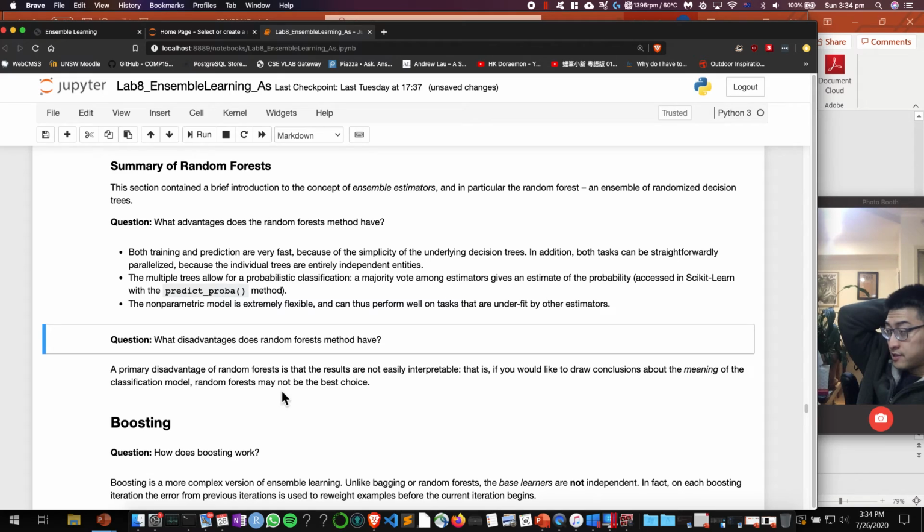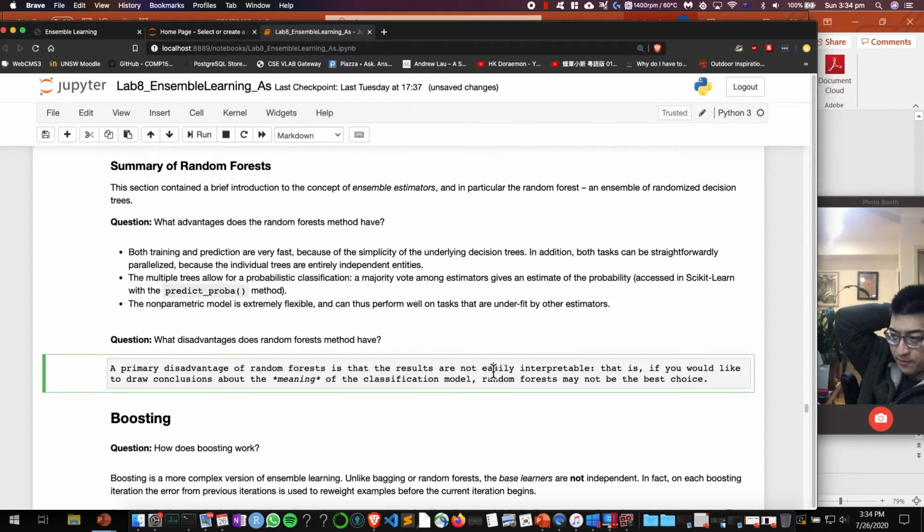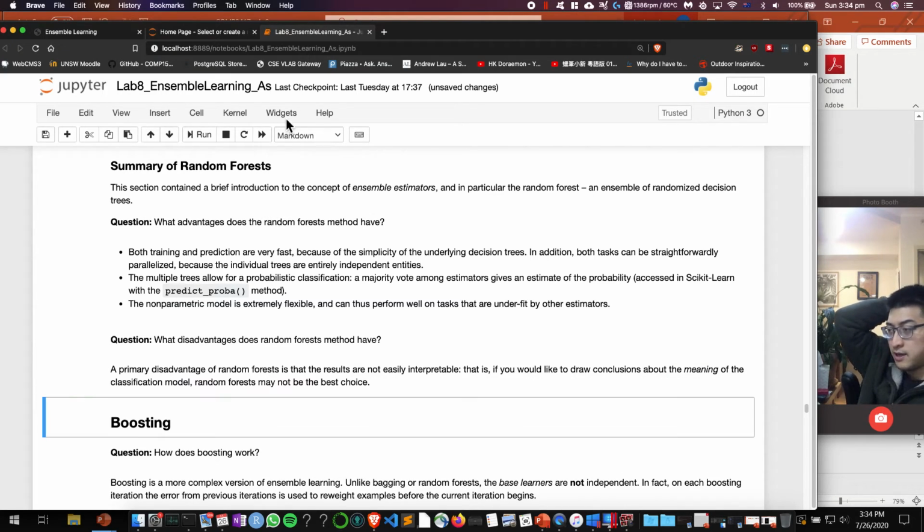Now, what disadvantages does the random forest method have? The main disadvantage is the lack of interpretability, but this kind of applies to a lot of methods in machine learning, like neural networks, GBMs, etc. But there's ways around it.